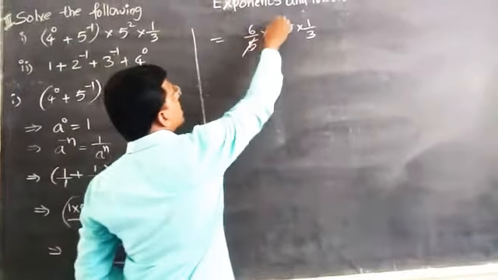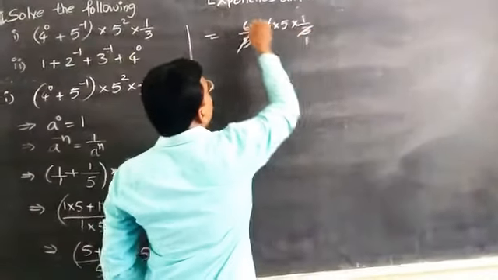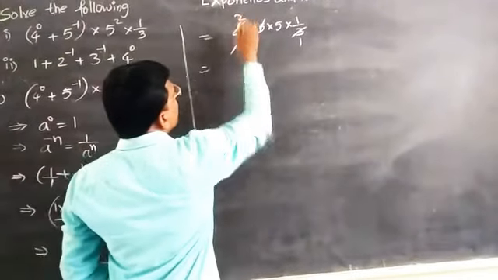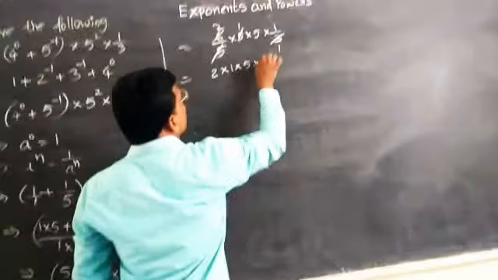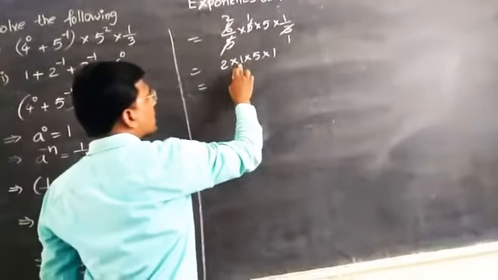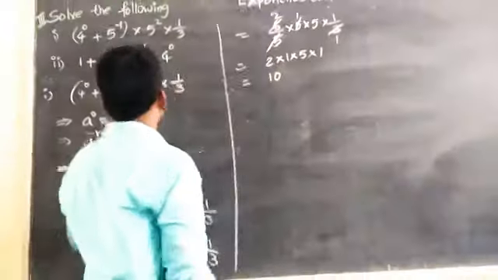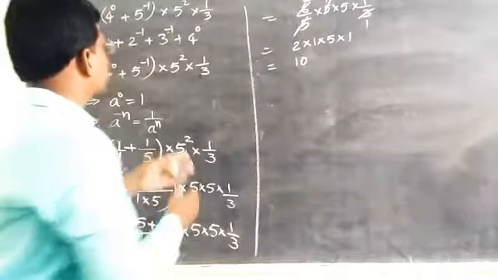See, we can cancel these terms. 5, 5. Okay. So 3 1s are, and 3 2s are, we can cancel. Okay. So remaining 2 into 1 into 5 into 1 multiplied. 2 1s are 2, 2 5s are 10, 10 1s are 10. So what is the answer? 10 is your answer. In the same way, go for the second question.